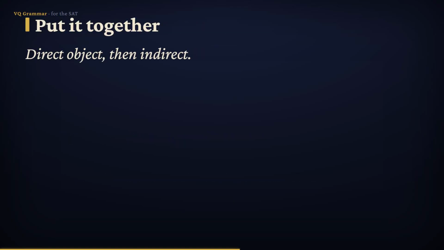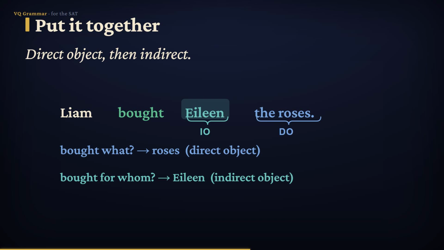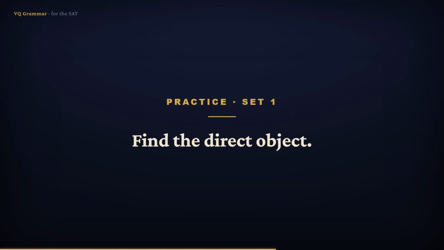Let's put it together. Liam bought Eileen the roses. Bought what? The roses. There's the direct object. Bought for whom? Eileen. There's the indirect object. Notice Eileen comes before roses, and there's no for in front of her. The direct object answers what? The indirect object answers for whom, and sits in front with no preposition. You've got both. Let's practice.